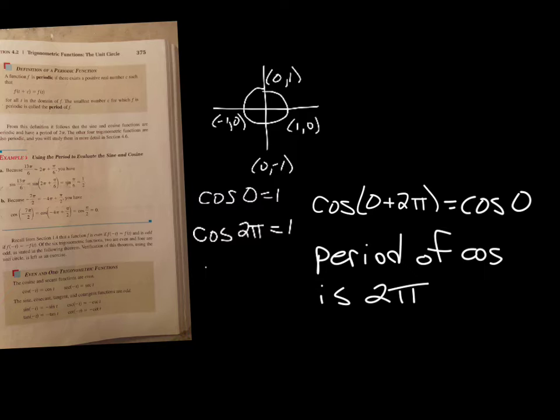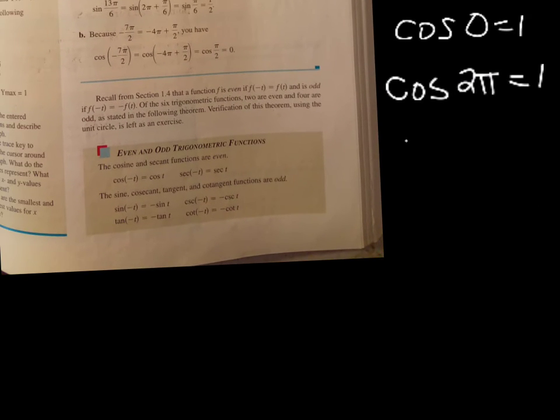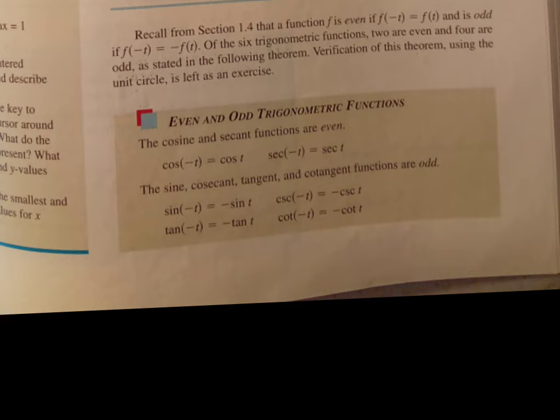All trig functions are periodic. Sine is also 2 pi. Okay, some of the other ones have different ones, but we'll worry about that later. Okay, so that's what's going on there. And then down here, they're saying even and odd trig functions, okay?